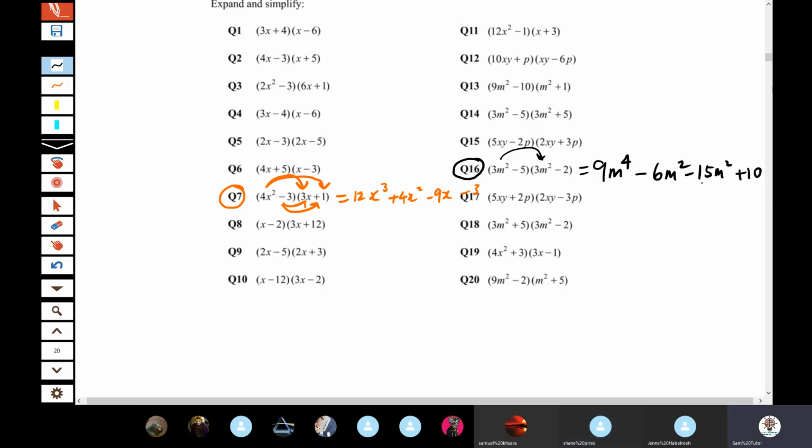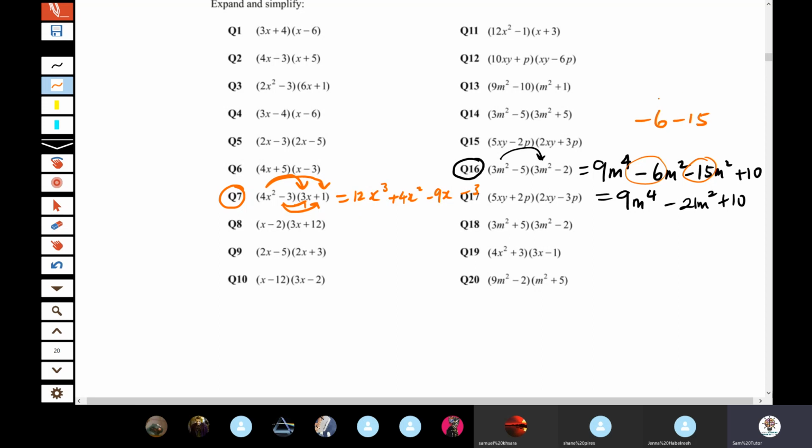And then again, you can see these two are like terms. So the answer we're looking for is 9m to the power of 4, then negative 6 and negative 15 is negative 21. Negative 21m squared plus 10. The only mistake I have seen any of my students really make, they don't really make many mistakes with the expansion, maybe a silly mistake by accident, but most of them are just these -6 and -5 business.